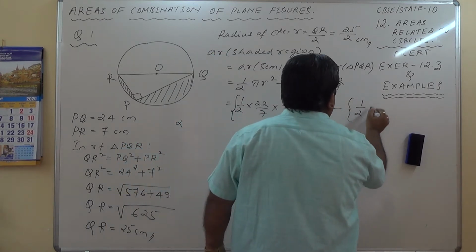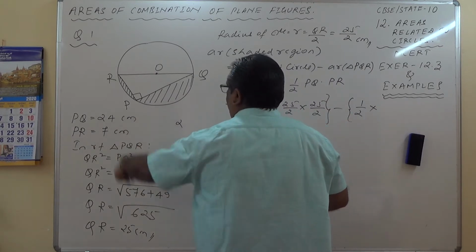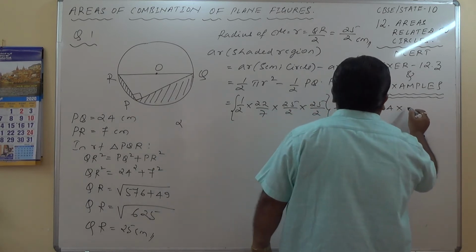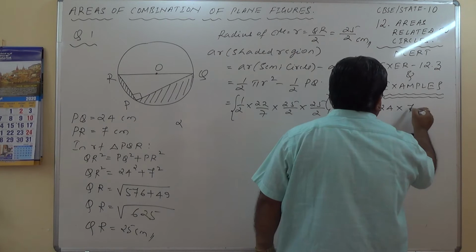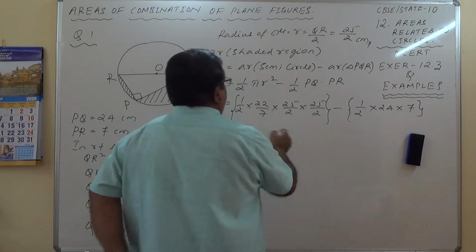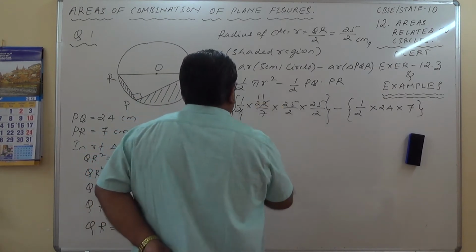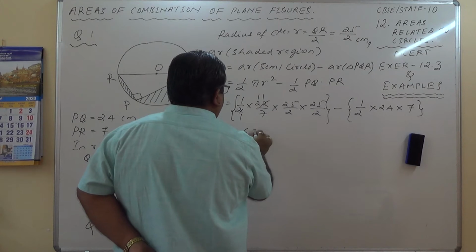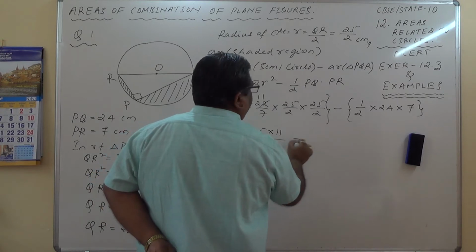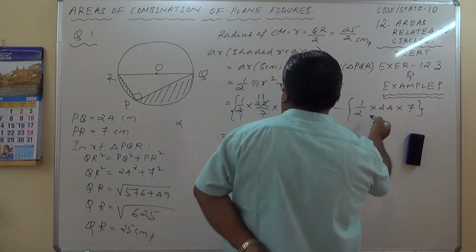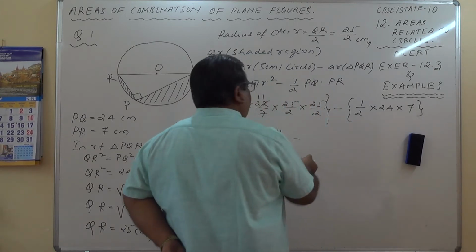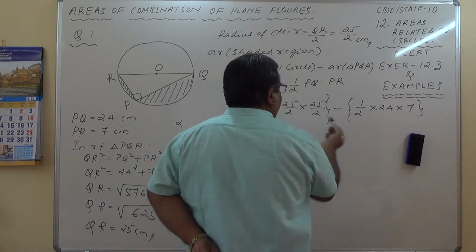half into PQ. PQ is how much? 24 into PR. PR is 7 centimeter. So here this you can solve it. 2 ones are 2, 11s are 11. So 625 into 11, basically 625 into 11 divided by 28 minus, we'll keep this as 24 into 7 by 2, or you can simplify also, but anyway we are going to multiply.